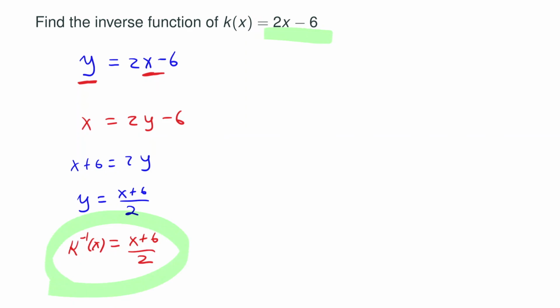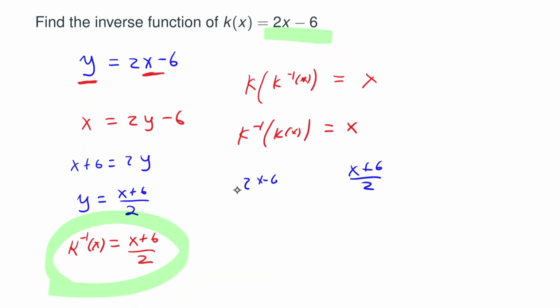And we can always verify it by composing. k of k inverse of x should simplify to x. And also k inverse of k of x will also simplify to x. So what I'm saying here is, if I do 2x minus 6, and if I compose these two functions and simplify, I'll be able to simplify to x for both cases. Okay, so we can always check our answer for finding inverse functions.